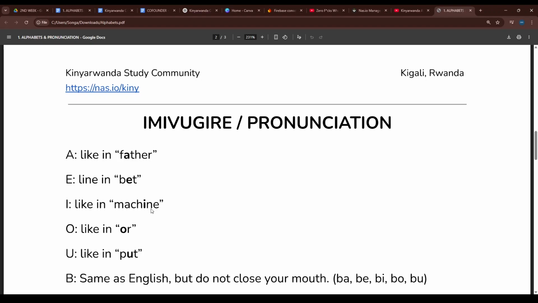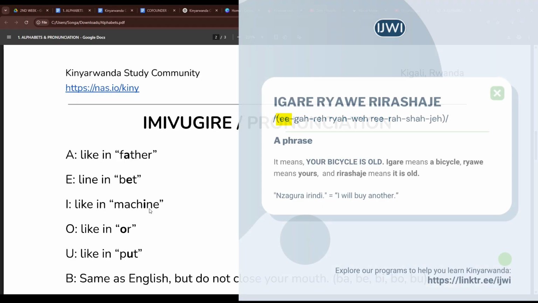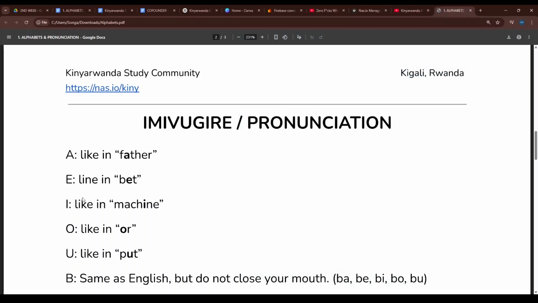Like in machine, E. You will see in most of our social media posts, for this letter E, we put double E, double A, because when you check most of the English words that has this sound, they use double E. So that's why you see most of pronunciation of the social media posts has this double E, but it's E. This one is E, like in machine.